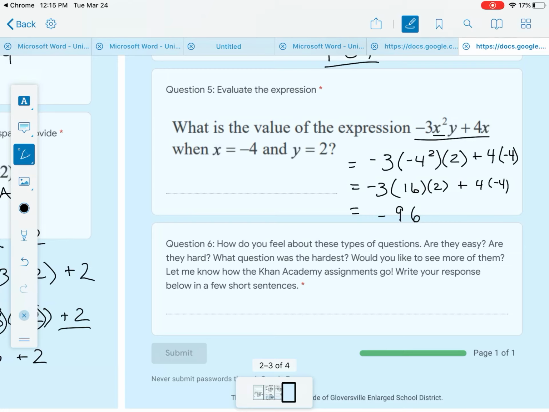Then to that, I'm going to add a negative 16. 4 times negative 4. Now, negative 96 minus 16 is really the problem I have right here. And when I do that, I should get an answer of negative 112. All right, and that's it.